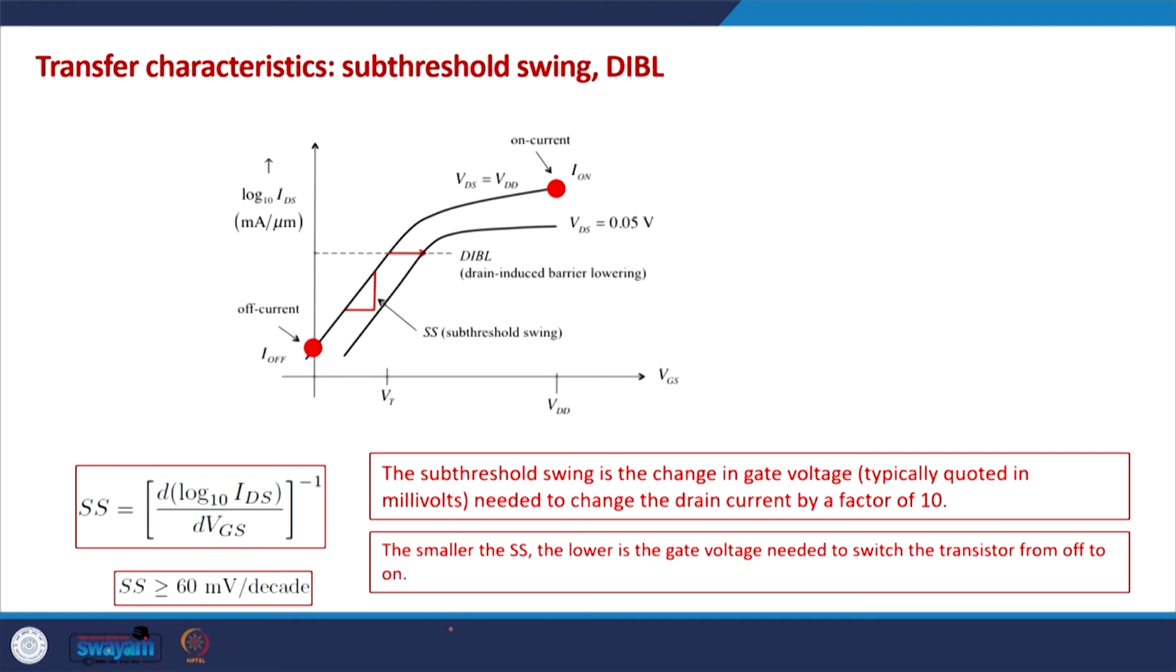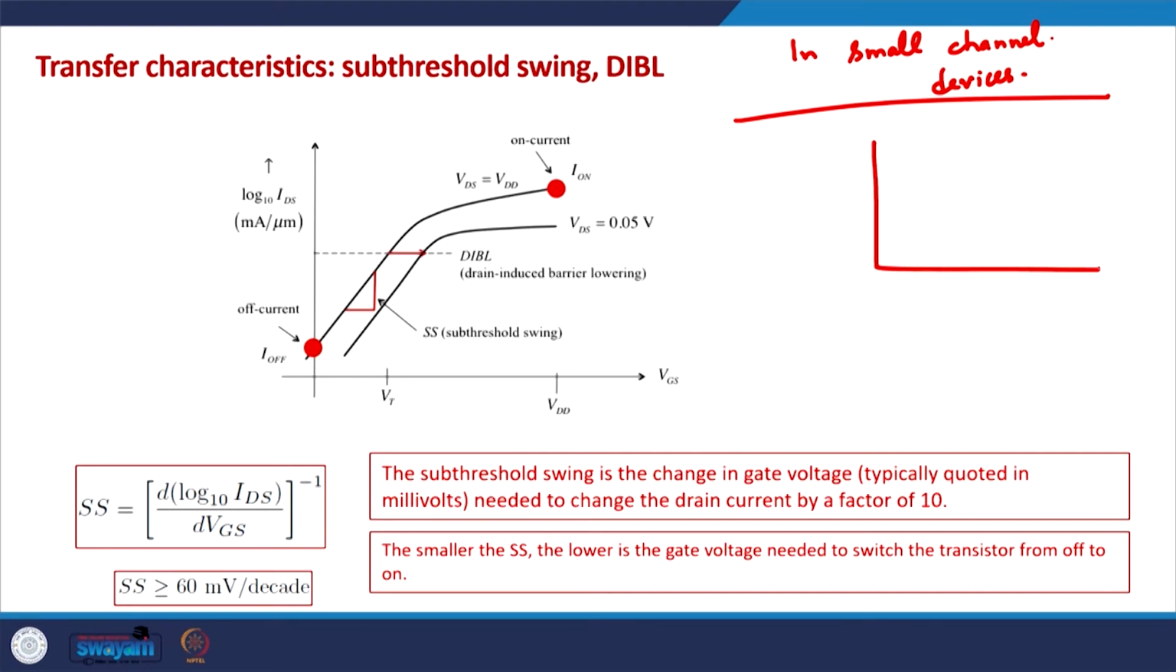Apart from this, we have also seen that nowadays in small channel devices, which means the channel length is less than a micrometer or a few tens of nanometers, the drain voltage is having an impact on the threshold voltage. So, this is the source, this is the drain, this is a typical geometry of the MOSFET.